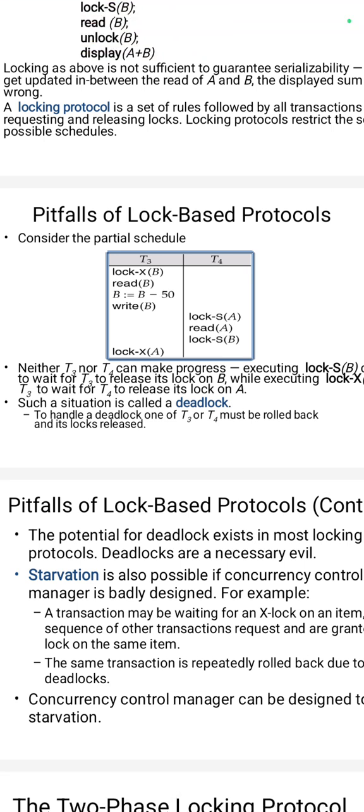Pitfalls of lock-based protocol. The potential for deadlock exists in most locking protocols. Deadlocks are a necessary evil. Starvation is also possible if the concurrency control manager is badly designed. For example, a transaction may be waiting for an X lock on an item while a sequence of other transactions request and are granted an S lock on the same item. Or the same transaction is repeatedly rolled back due to deadlocks. The concurrency control manager can be designed to prevent starvation.